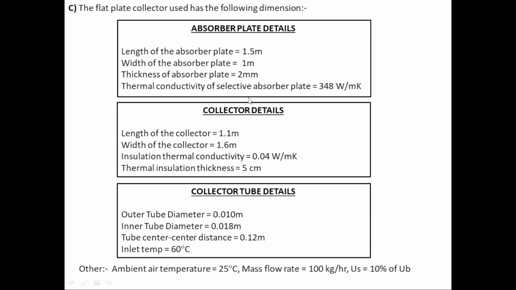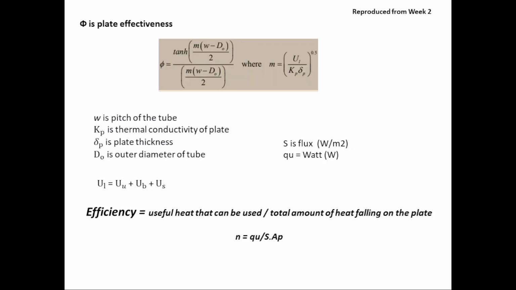Here if you see in the details, the thermal conductivity of the selective absorber plate is 348 watt per meter Kelvin, and the thickness, that is the delta P value, is 2 millimeters. So here you need to be cautious about the units. In the entire problem you have to be cautious about the units because they have to be consistent with SI units. Since the thickness is usually very small, we express it in mm, but when you take it for your calculation, you are supposed to convert your millimeter scale into meter scale and then use it for the calculation. So this is your value of m.